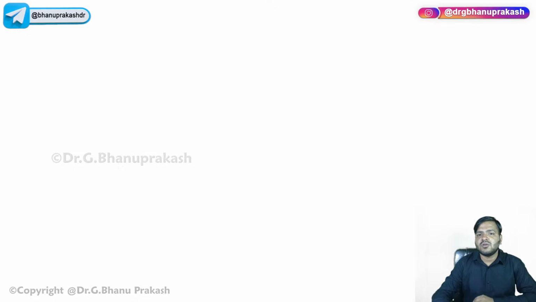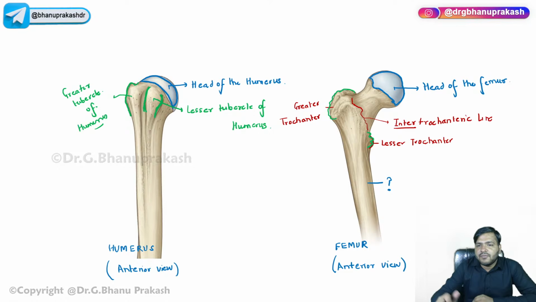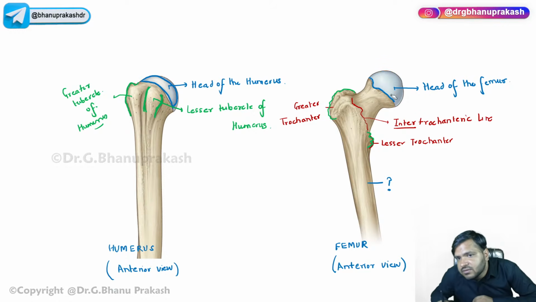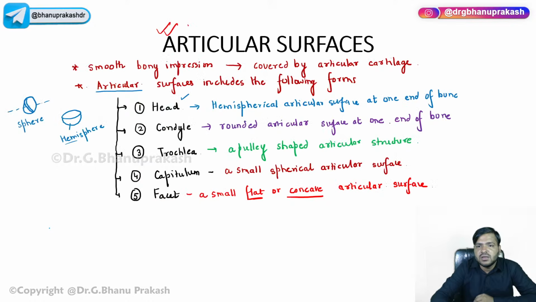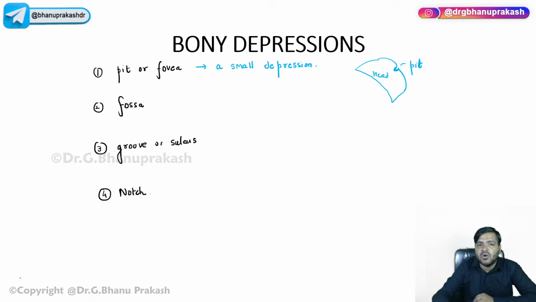You can also see it if it's more posteriorly present. It's not visible as such over here, but more posteriorly it will be visible. So yes, we have the pit in the head of the femur. It is a very small depression, guys.